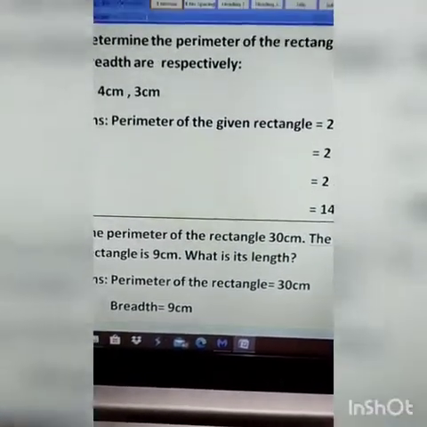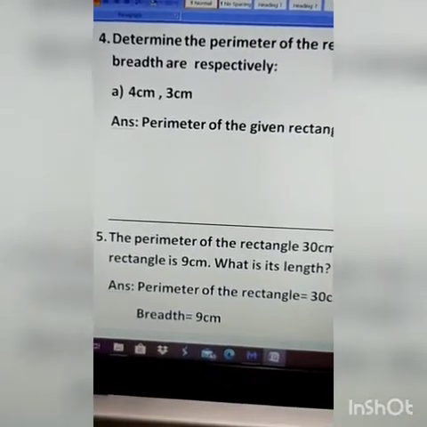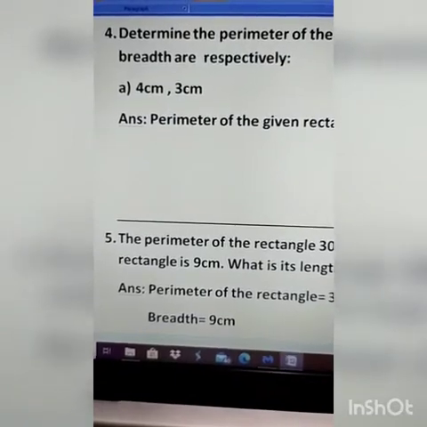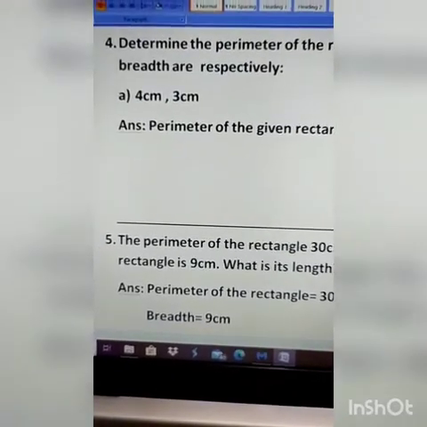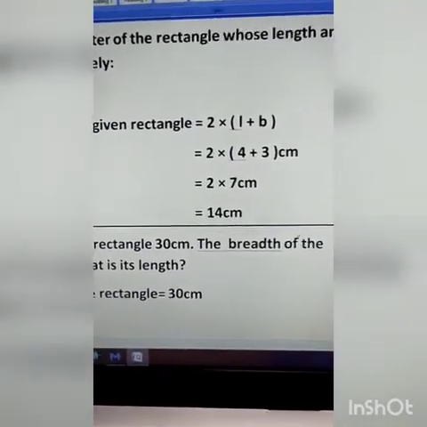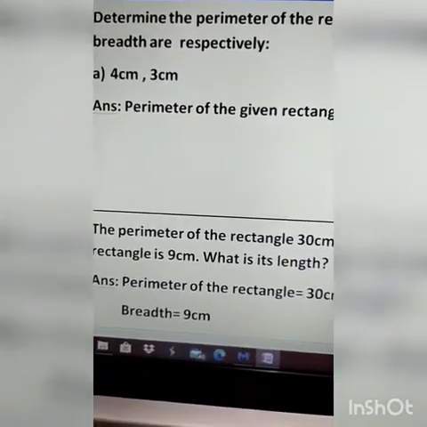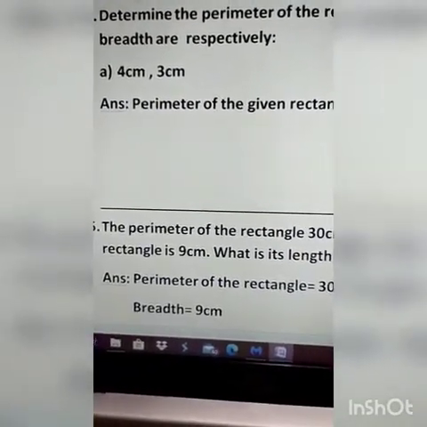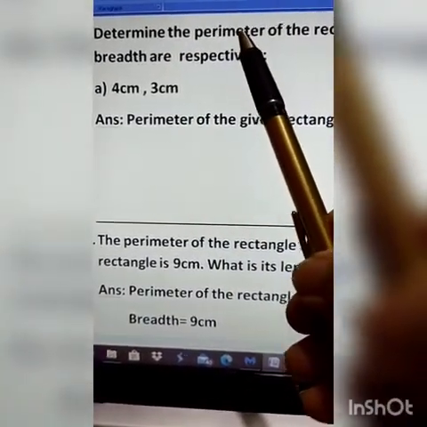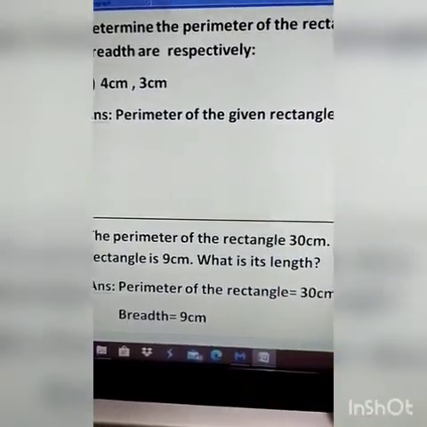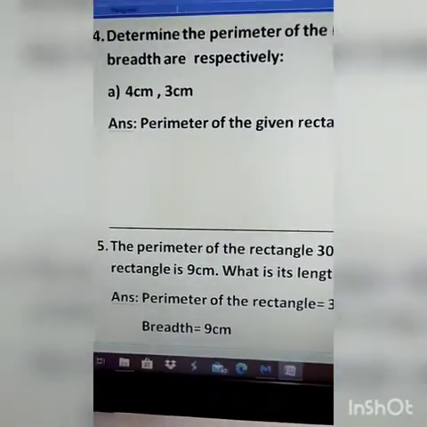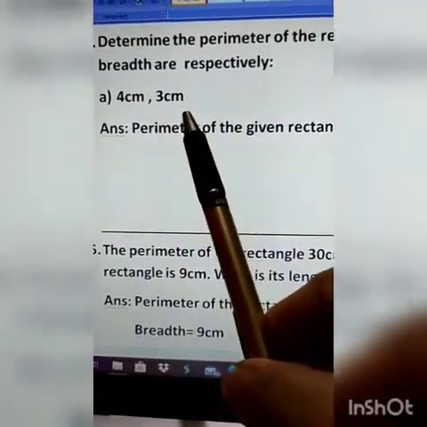Now, just last day I started the exercise 15b. That exercise again you open, you will get this question over there. Determine the perimeter of a rectangle whose length and breadth are respectively 4 centimeter and 3 centimeter. Perimeter you need to find out where rectangle's length and breadth is given. Now length is 4 centimeter and breadth is 3 centimeter.